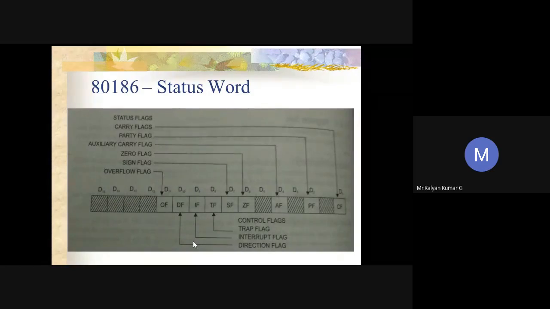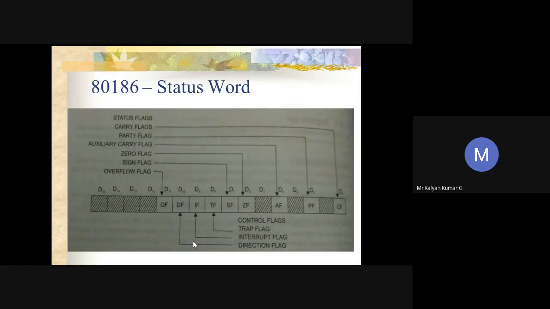And moving on to the zero flag, I think it's very easy. If the result of any operation is 0, this flag will be set. Otherwise, it will be reset. And then the sign flag, and when it will be set.